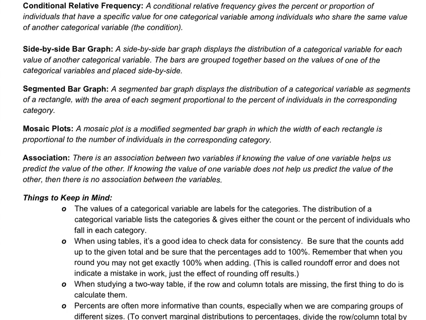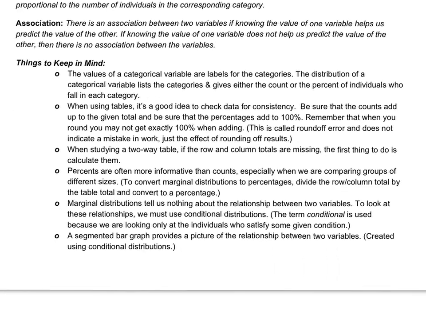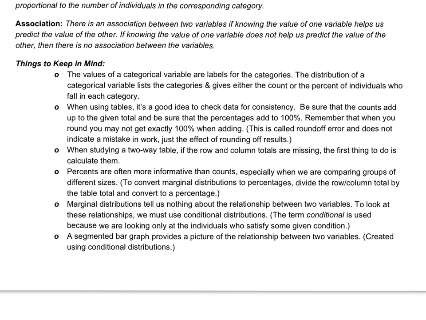The last thing on these notes is just a few things for us to keep in mind, and then we'll jump to the other page and I will give you some examples. The values of our categorical variables are the labels for their categories. The distribution is the list of the categories and then gives either a count or a percent of the individuals who fall in each category. When we use tables, it's a good idea to check the data for consistency: make sure that the counts all add up, just to make sure that we have the appropriate given total, and make sure the percentages add to 100%.